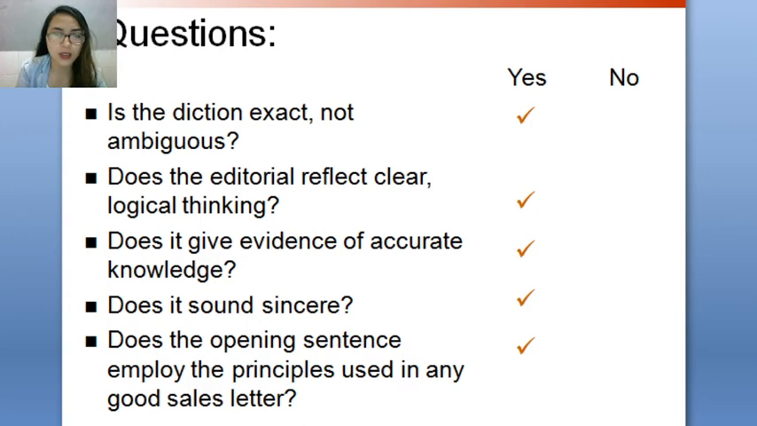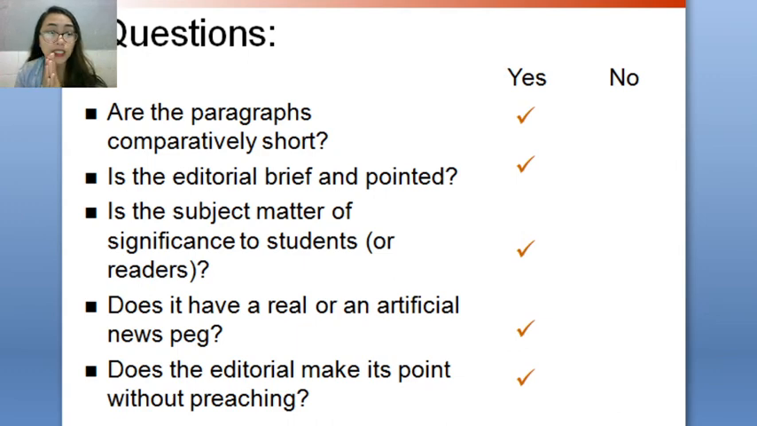Does it sound sincere? Sincere ba yung sinusulat mo? In that way, you are really talking with your reader. And does the opening sentence employ the principles used in any good sales letter? Diba, dapat una pa lang, ganda na yung pag-present mo ng mga ideas mo for that writing. And then, are the paragraphs comparatively short? Huwag nating masyadong habaan kasi baka antukin or maboboring yung readers natin. Is the editorial brief and pointed? Is the subject matter of significance to students or readers? Does it have a real or artificial news peg? Does the editorial make its point without preaching? Di dapat tayo nagpe-preach kasi iba yun. We are just presenting our point.